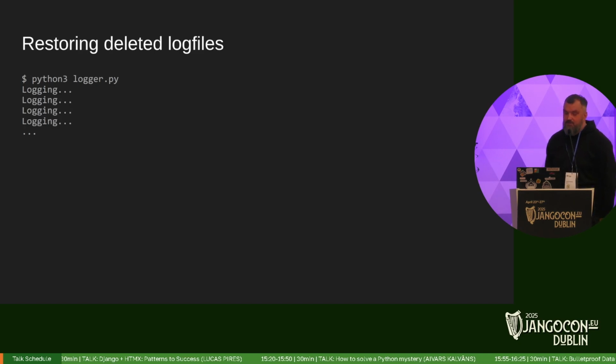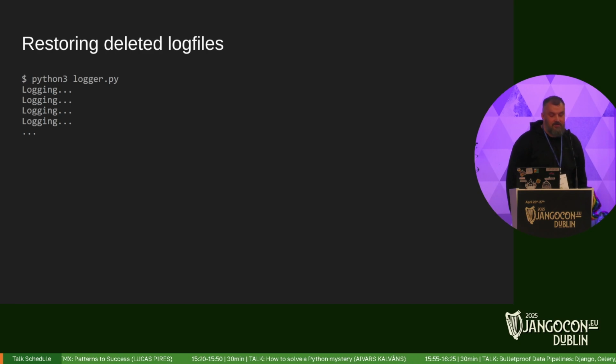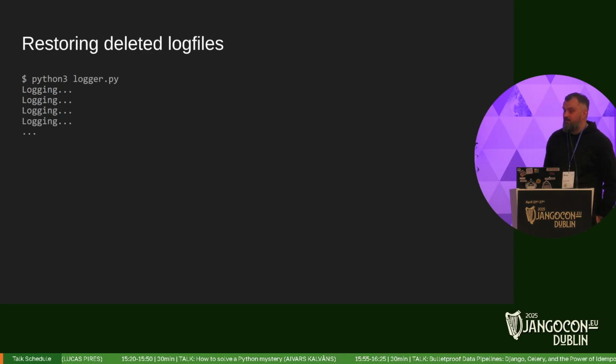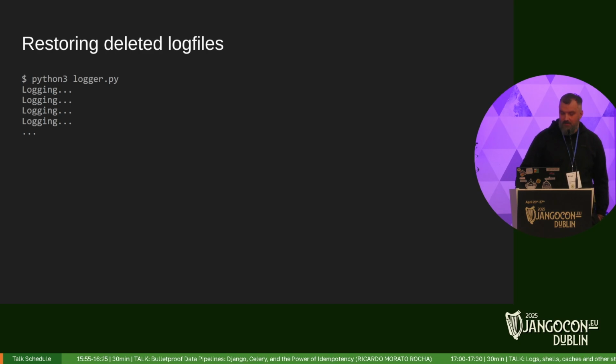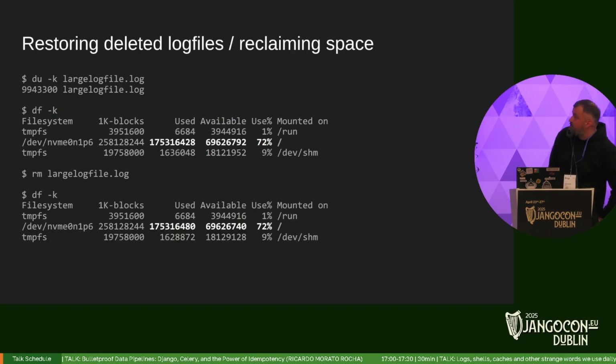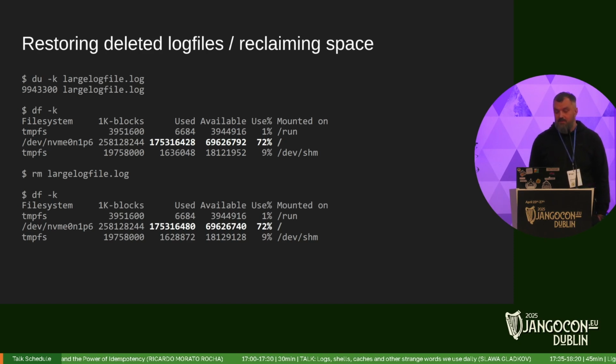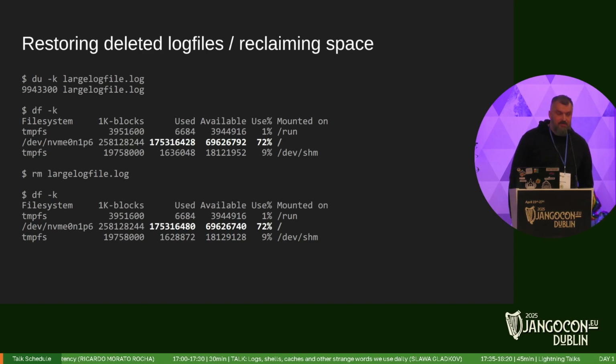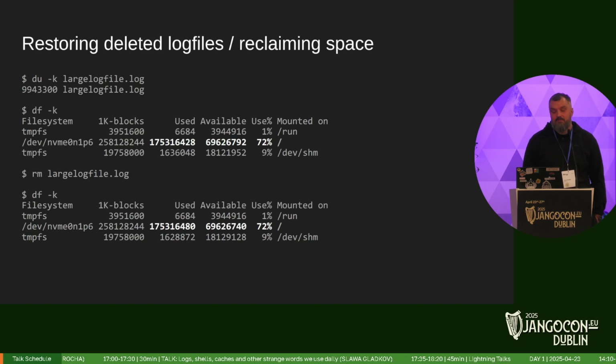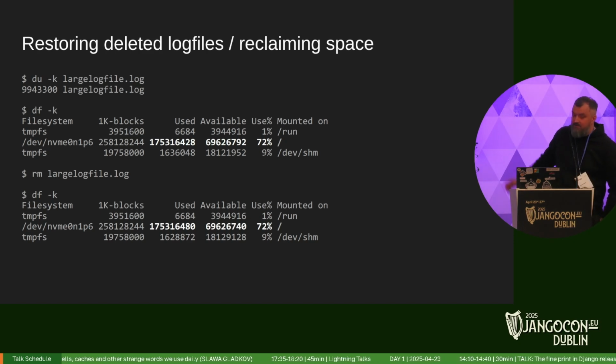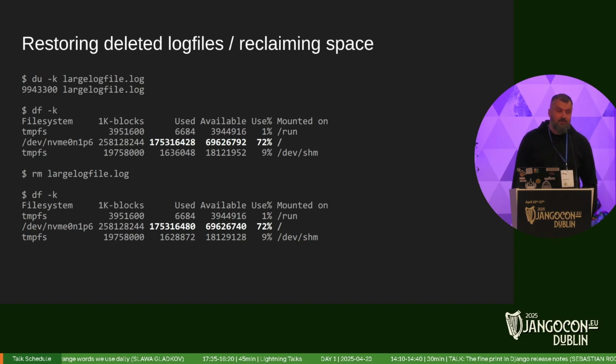So how can we use this folder? The typical use case is restoring deleted log files. For the purpose of demonstration, I have a simple Python script that is logging something to a file every second or so. And over time, it has produced close to 10 gigabytes of logs. A lot of people, when they see a large log file or they are running out of space, go and delete the logs. However, there's a big surprise. The space is actually not reclaimed. It's still used.